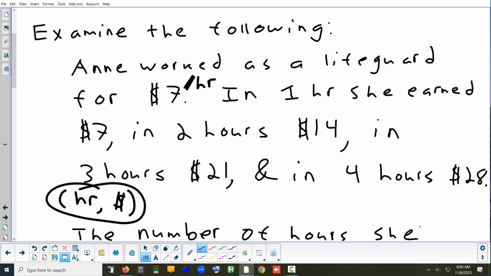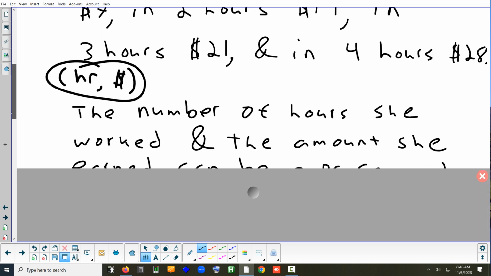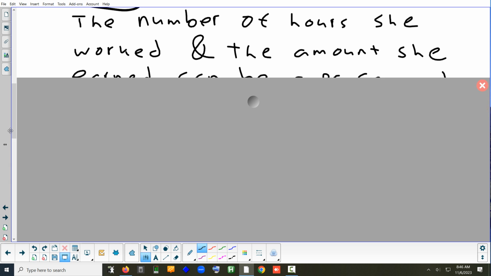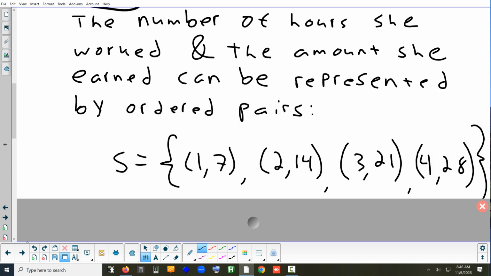How about the second sentence? In 2 hours, she makes $14. How could you write that as a coordinate? In 2 hours, she makes $14, yeah? 2, comma, 14. And we can do that for each sentence. 3, comma, 21, and 4, comma, 28. And I think that's the next thing that they want us to write down on your guided notes.